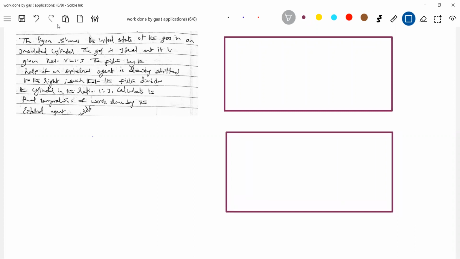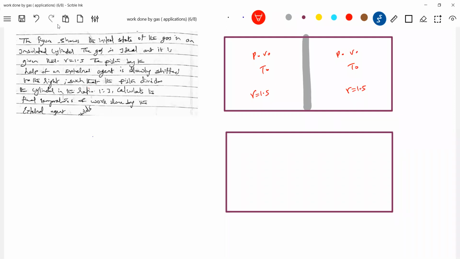So initially the piston, here pressure P0, V0, T0, P0, V0, T0, gamma 1.5. Insulated cylinder it is. The piston is also insulated, non-conducting.